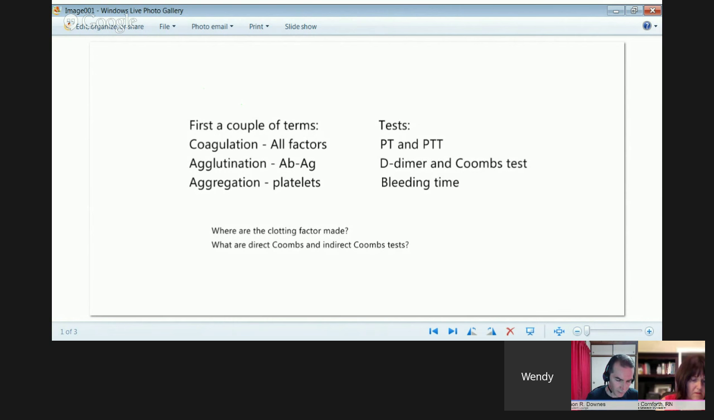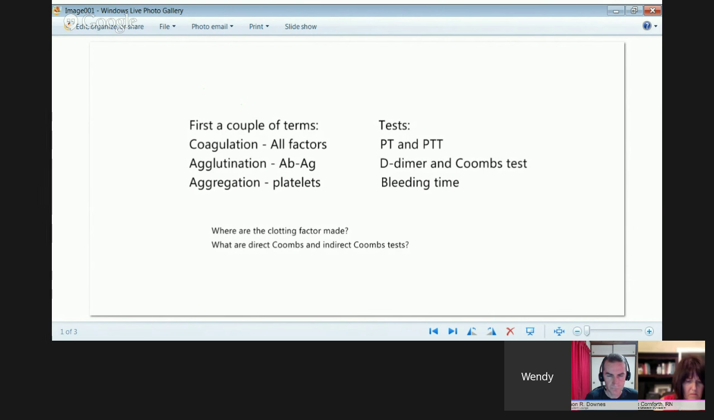I have here it says the indirect Coombs test is used in prenatal testing of pregnant women and in testing prior to a blood transfusion. Yes. So that's one of your big ones. When we tell people to take blood to type and cross check, it involves a Coombs test.